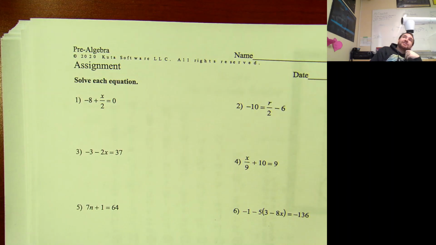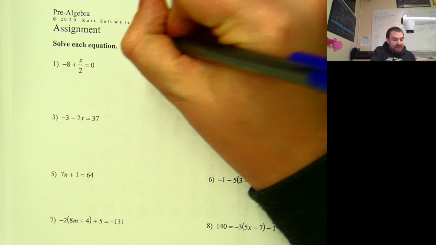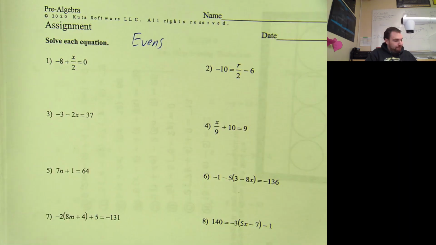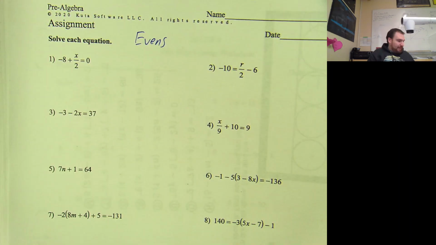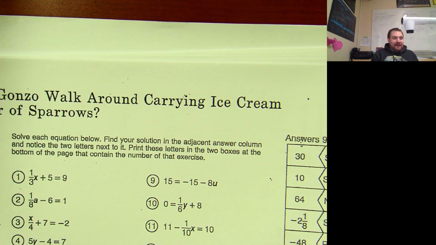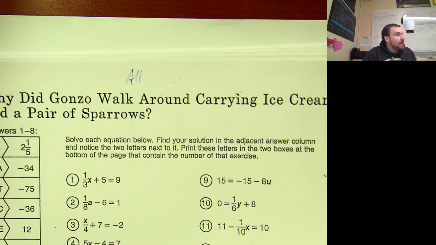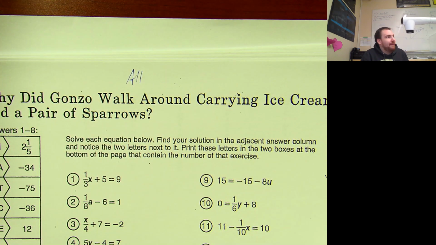It's this page here. You find it? There's only one side of this. I'm going to assign evens on this. And I want you to flip the page one more time. There is this one here. Why did Gonzo walk around carrying ice cream and a pair of sparrows? I want you to try this one too. I'm going to give you 20 minutes and we'll see where we're at.